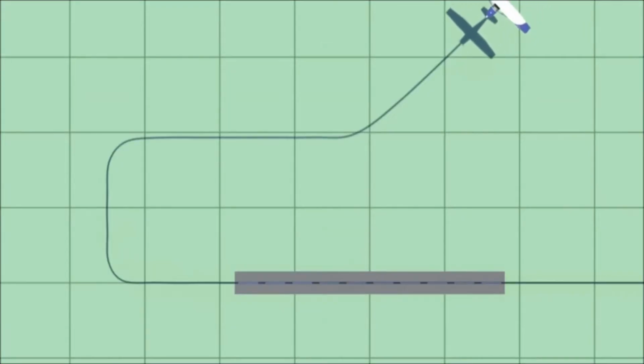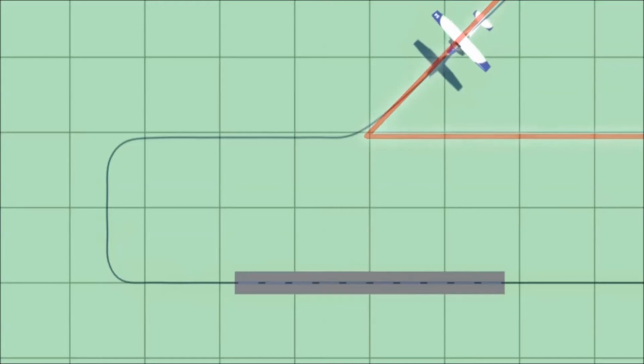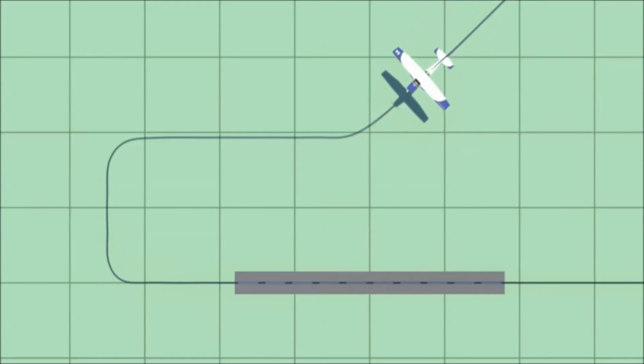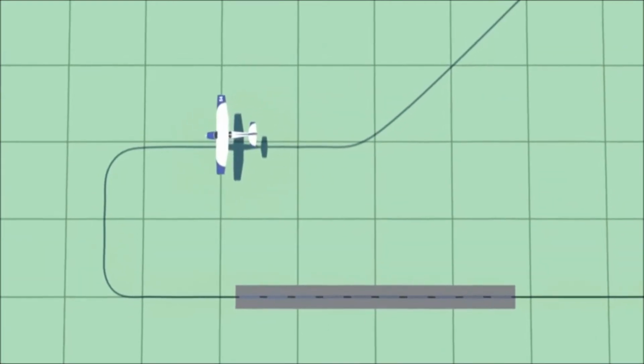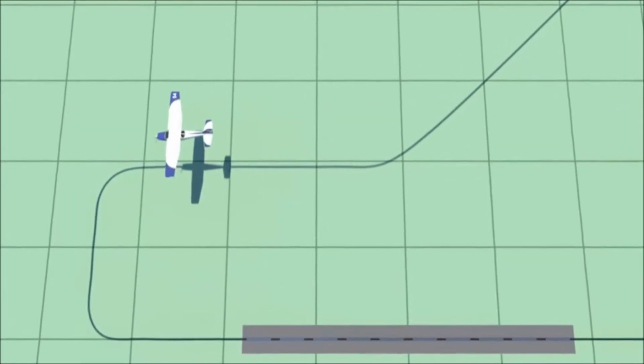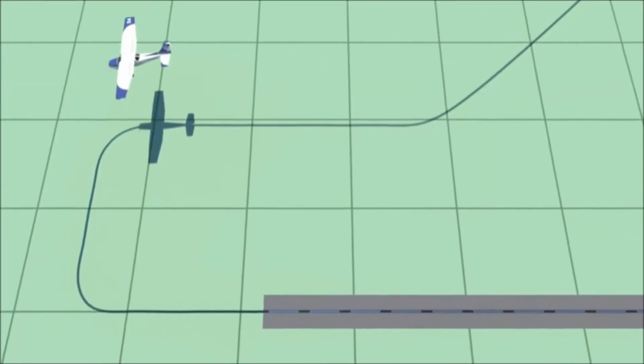The pilot should enter the pattern on a 45-degree angle to the downwind leg, flying towards the approach end of the runway. When within about 1 mile of the runway, a turn should be made to enter the downwind leg, flying parallel to the runway and in the opposite direction of landing.